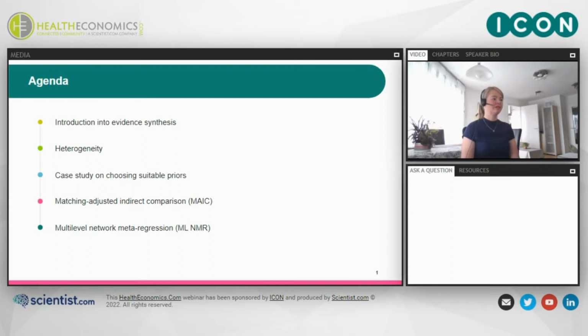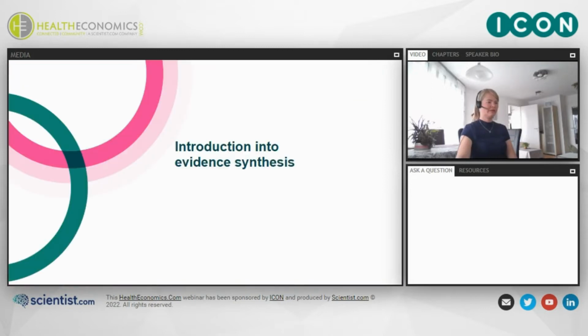First, we will give a brief introduction into evidence synthesis. Then we will talk about heterogeneity. Then we will show a case study on choosing suitable priors if the evidence base is sparse. We will then speak about matching adjusted indirect comparison, short MAIC, followed by multi-level network meta-regression, ML-NMR. We will then continue with the presentation.